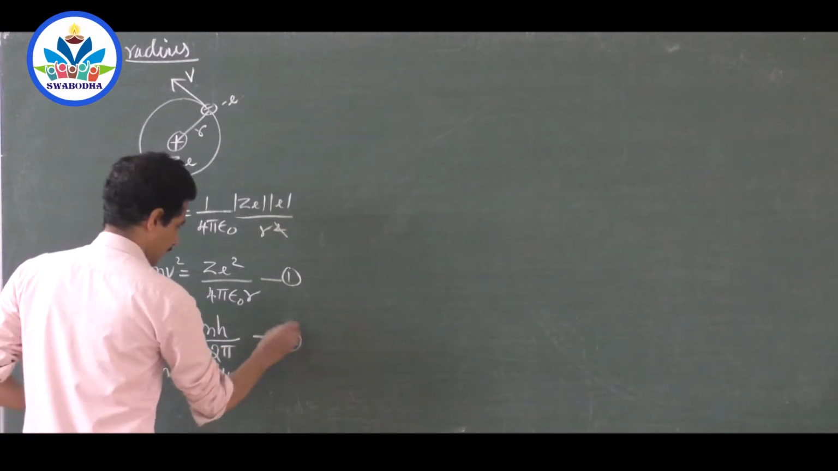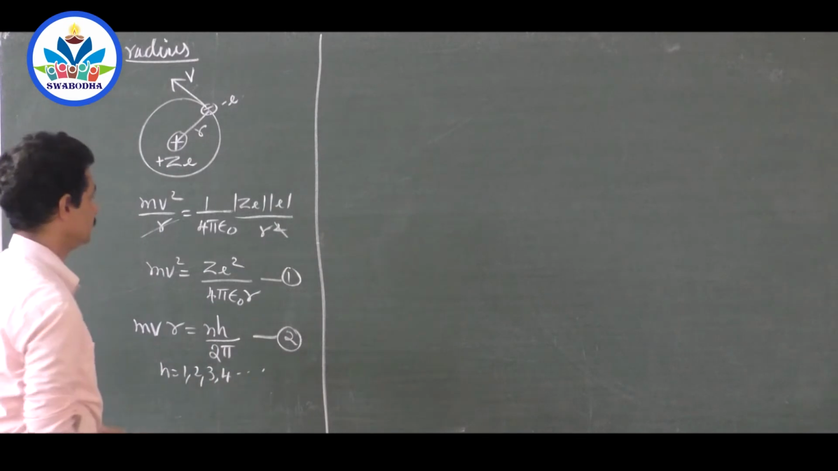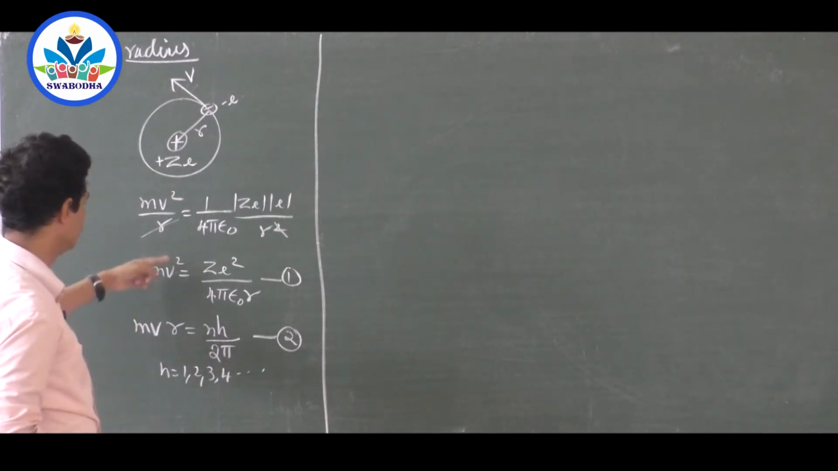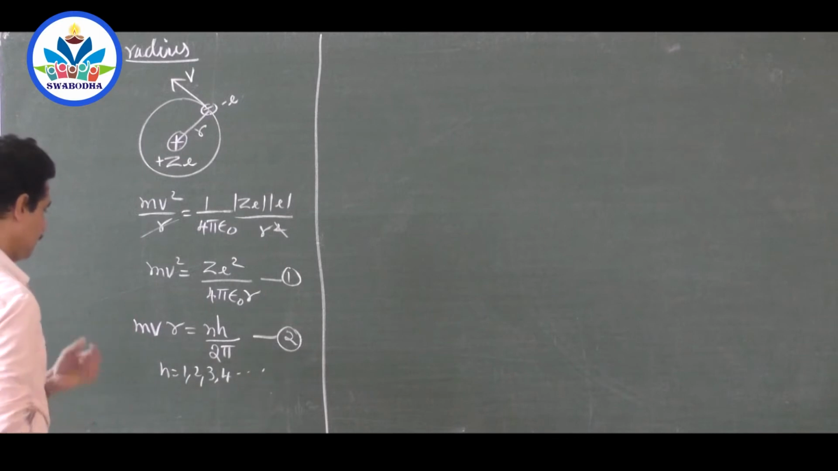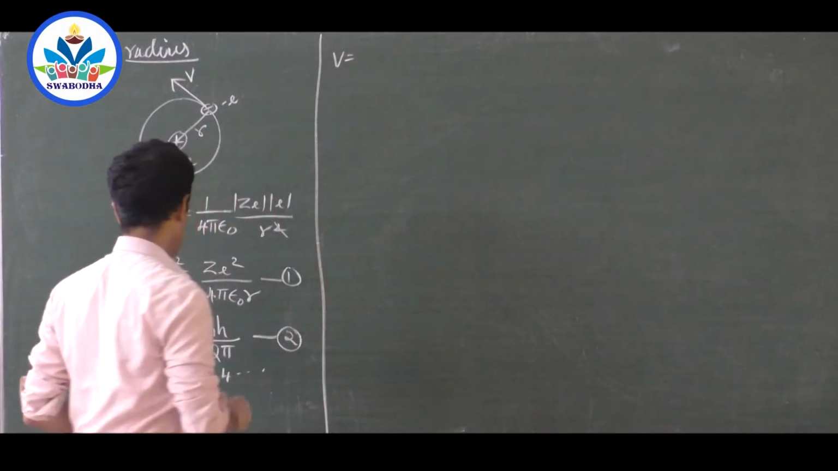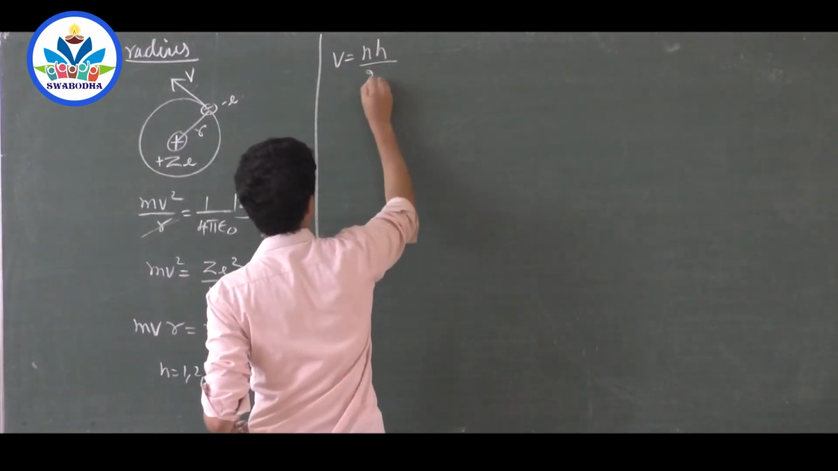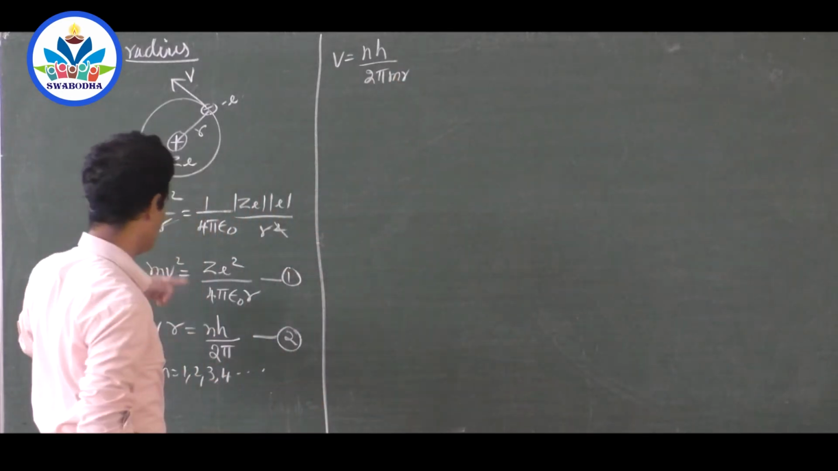Okay, now change this one. What I can do is change this to V and substitute V here, m square, then you will get the answer. Okay, that is better, change it to V. What is V equal to? Velocity of the electron is equal to nh by 2 pi mr. Now, substitute this equation in 1.